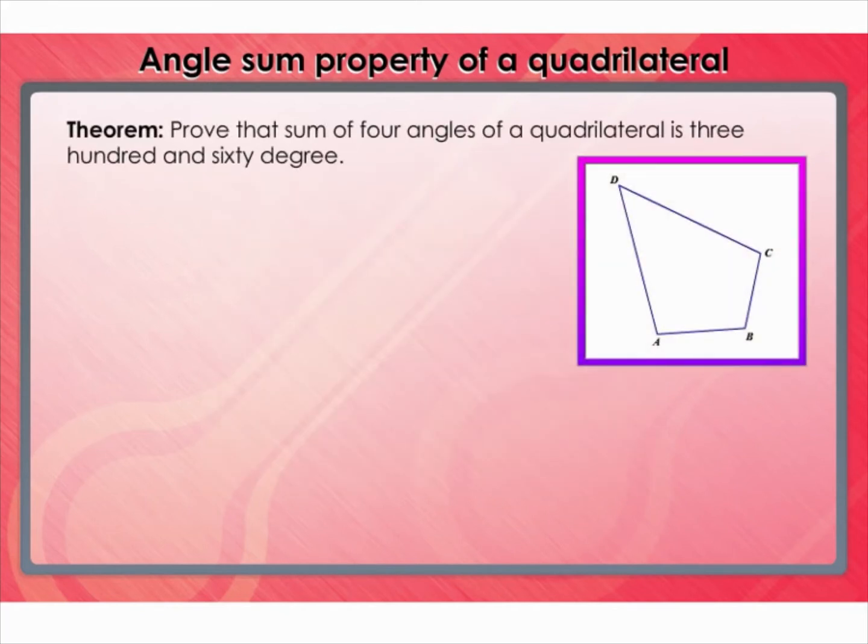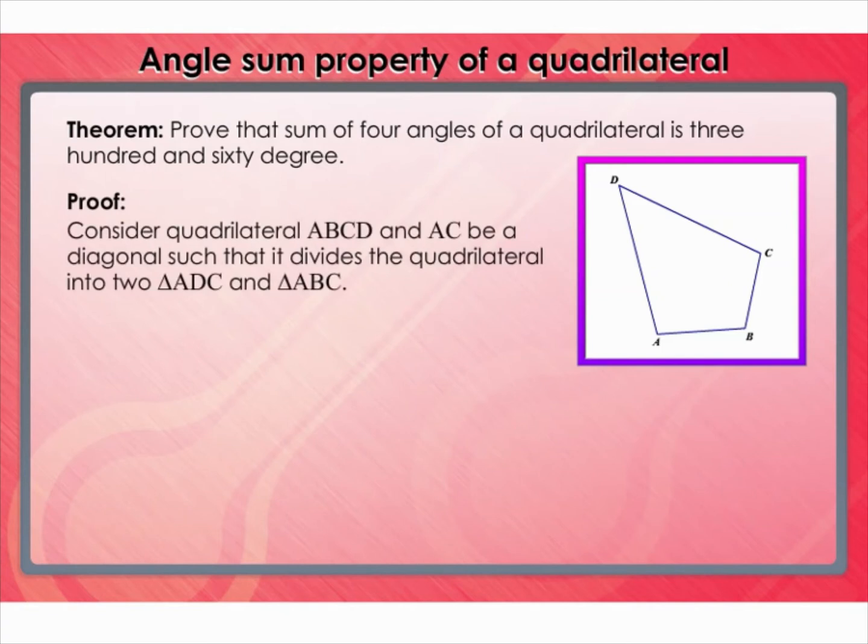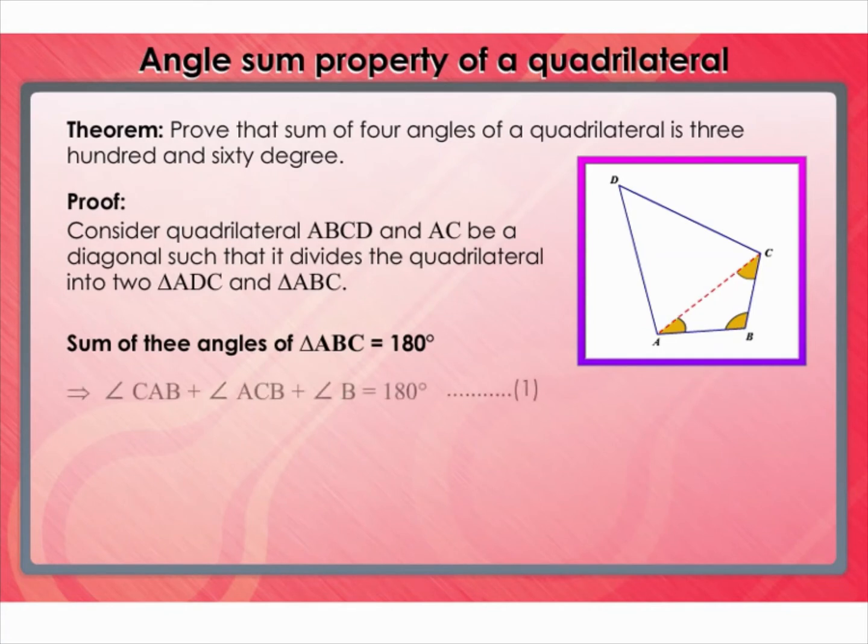Let's prove this theorem. Prove that the sum of 4 angles of a quadrilateral is 360 degrees. Consider quadrilateral ABCD. AC is a diagonal such that it divides the quadrilateral into 2 triangles, ADC and ABC. We know that the sum of 3 angles of a triangle ABC is equal to 180 degrees. Angle CAB plus angle ACB plus angle B is equal to 180 degrees. Consider this as equation 1.